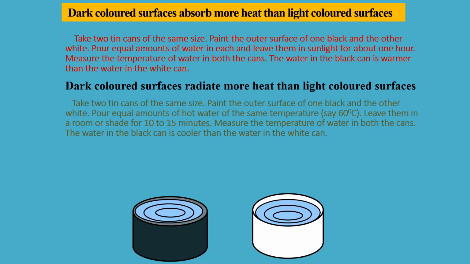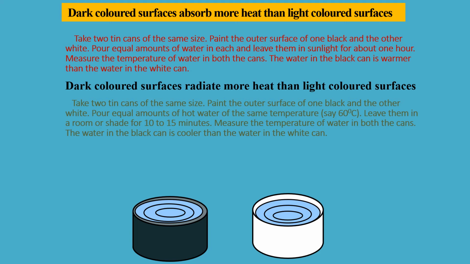Dark colored surfaces absorb more heat than light colored surfaces. This can be done as an experiment. We have to take two tin cans of the same size, paint the outer surface of one as black and the other as white. Pour equal amounts of water in both the cans and leave them in sunlight for 1 hour. Take a thermometer and measure the temperature of water in both cans. We will find that water in the black can has become warmer than the water in the white can. This shows that heat is absorbed more by black colored objects.